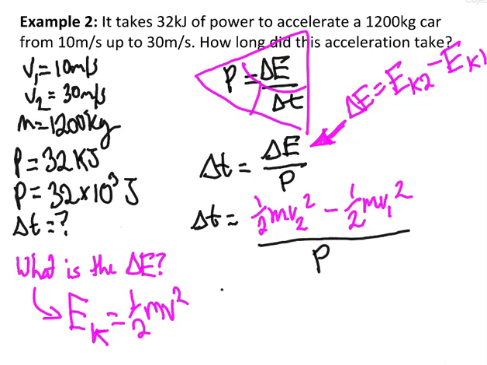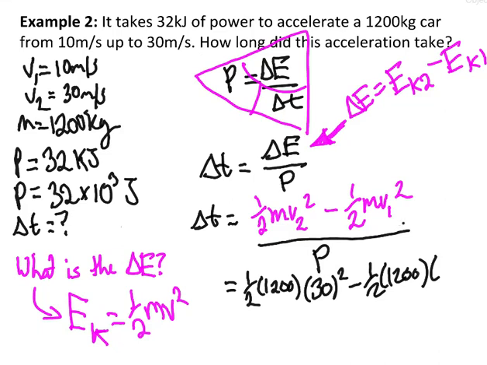So now I can just plug in my numbers. So that'll be a half mass of the car here. The final speed of the car is 30. And then the mass of the car again. And the initial speed of the car was 10. And all of that is divided by the power, which is 32 times 10 to the 3 joules in our SI units there. So 0.5 there, half times the 1200 times your 30 squared minus the 10 squared. If you want to factor out the half times the 1200, that's fine. And then divided by your 32 times 10 to the 3.